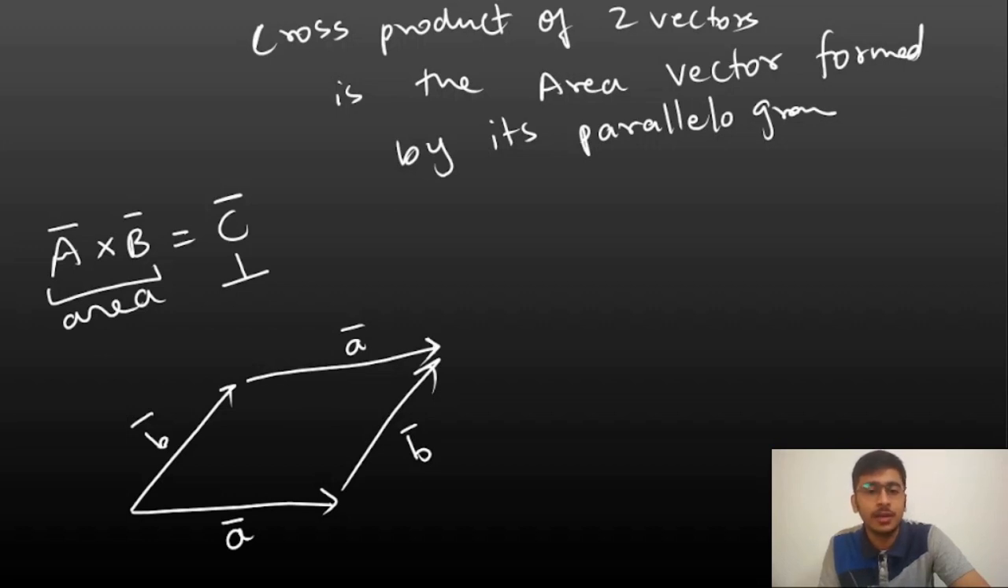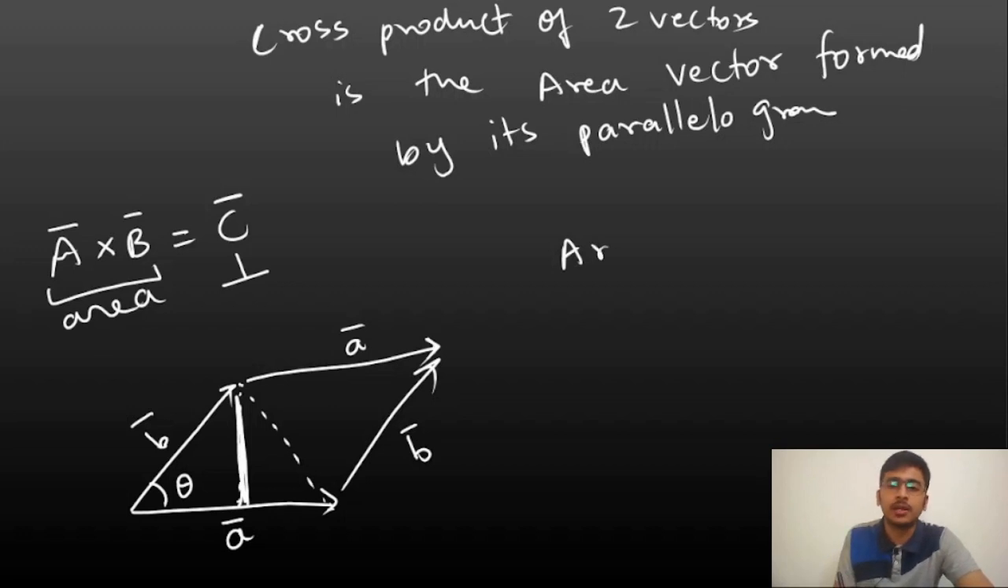I find its area by dividing this parallelogram into two triangles, and these two triangles are congruent triangles. So if I find the area of this one triangle, the other is naturally the same, and the area of this parallelogram becomes double that of this triangle. And let's say this angle is theta between the A vector and B vector, I can simply say the height of this triangle is nothing but B sine theta.